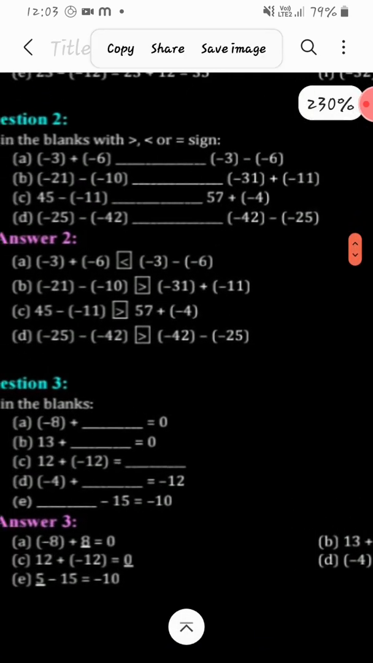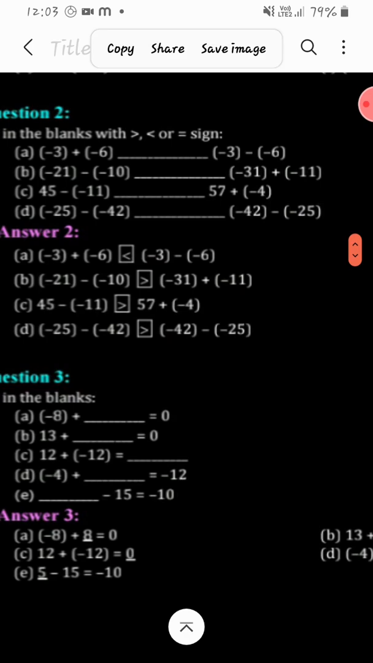So here minus 8 is given. Obviously in the blank it will be plus 8, then we will get the answer 0. Same way, 13 plus a digit will be there, then 0 is there. Obviously now positive number 13 is there, so in the blank it will be minus 13. Same way 3C, 12 plus minus 12. One positive, one negative, so the answer here will be 0 only. Then D is given: minus 4 plus one digit will be there and our answer is minus 12.